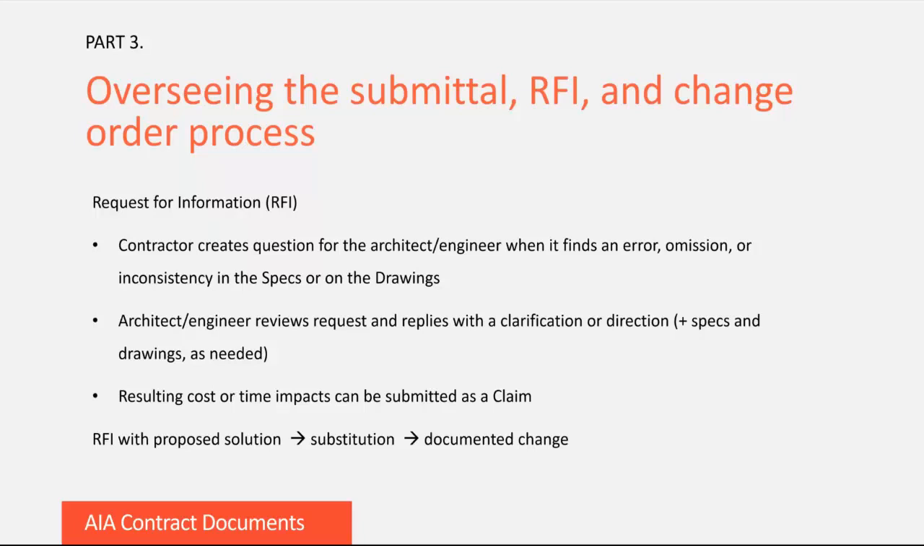Anytime after contract award and before final completion, it may be necessary for a contractor to submit a request for information, or RFI, when it discovers an error, omission, or inconsistency in the specs or drawings. The architect or engineer will review the request in the time allotted by the contract and provide a written response with clarification or direction on how to proceed. If necessary, the architect or engineer will also issue supplemental specifications and/or drawings along with that RFI.